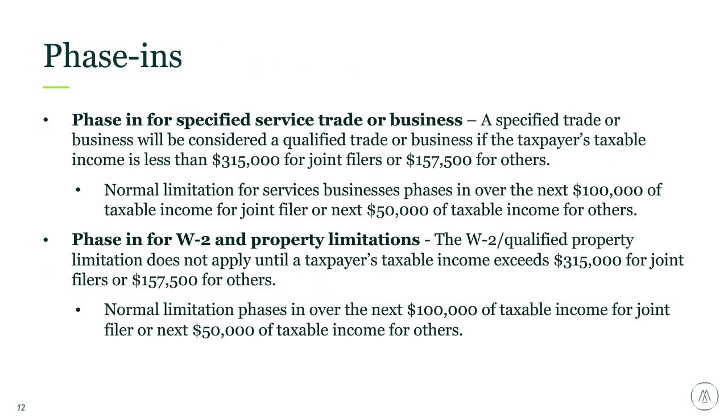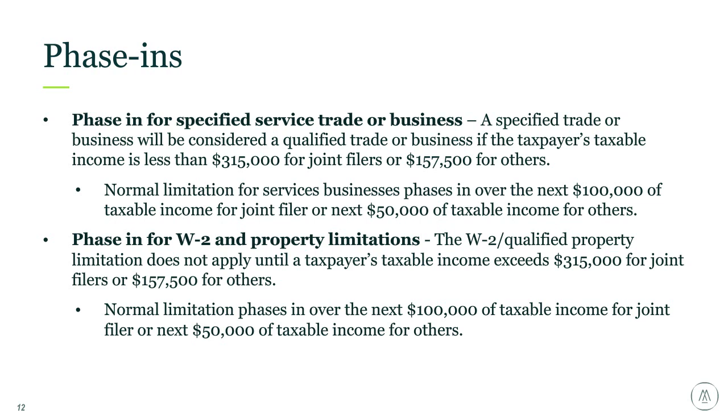Importantly, I don't have to worry about this specified service trader business if I'm a relatively small taxpayer. And in particular, for married filing joint taxpayers, if my taxable income is less than $315,000, I can be in a specified service trader business and still apply the 199A deduction to my income from the business. That benefit is phased out over the next $100,000 that the taxpayer earns, at least in a married filing joint case, over the $315,000 limitation.